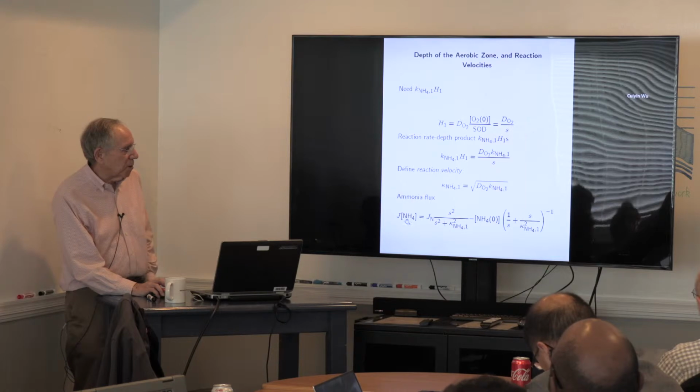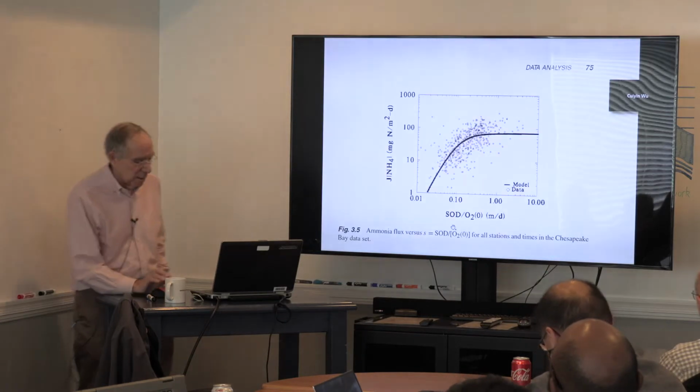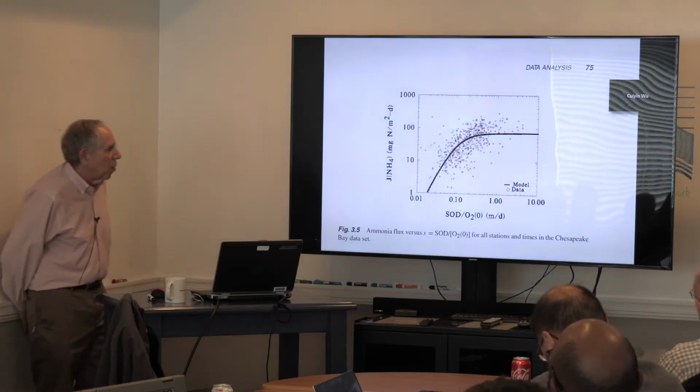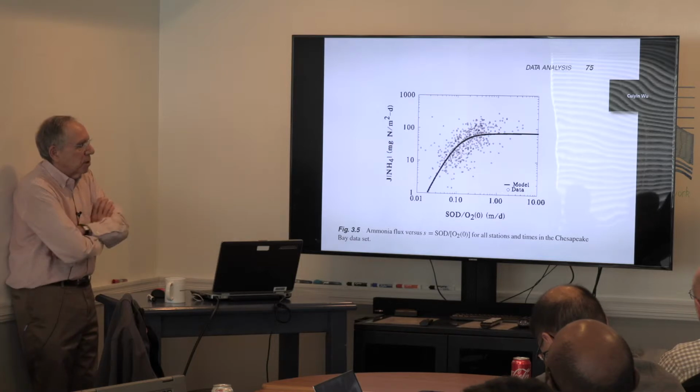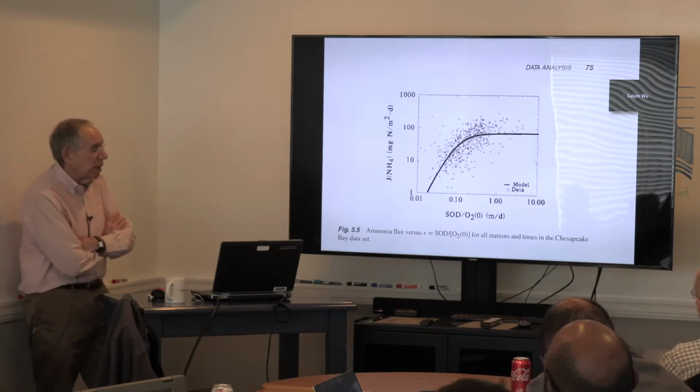So now I've got a model I can test. I can take ammonia fluxes, or I can take ammonia fluxes over ammonia diagenesis, and it should plot like that. And this is the curve of all of the ammonia flux data versus SOD over overlying water oxygen data that we had in the Chesapeake Bay data set.